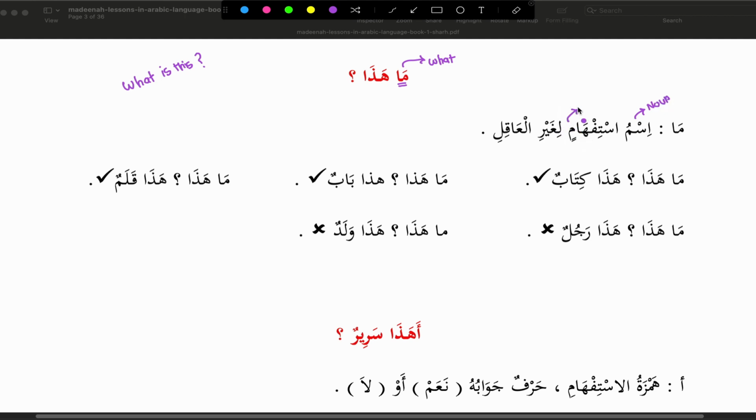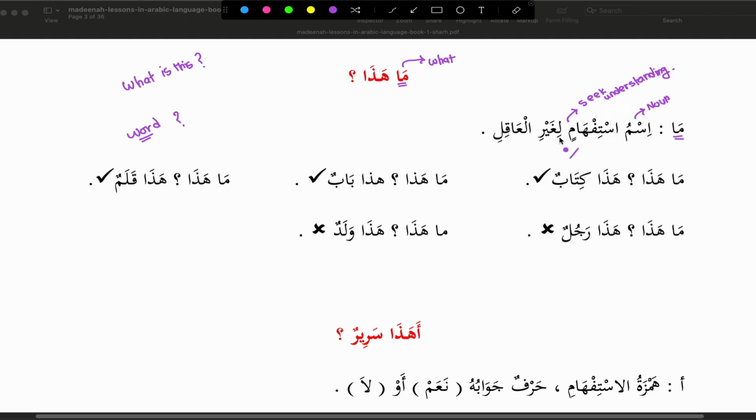Istifham means to seek understanding, if I just translate it literally. So ismu istifham means the words which are used to question something, to seek an understanding about the thing. They are called ismu istifham. In short, questioning words. Now they're saying ma is an ismu istifham.